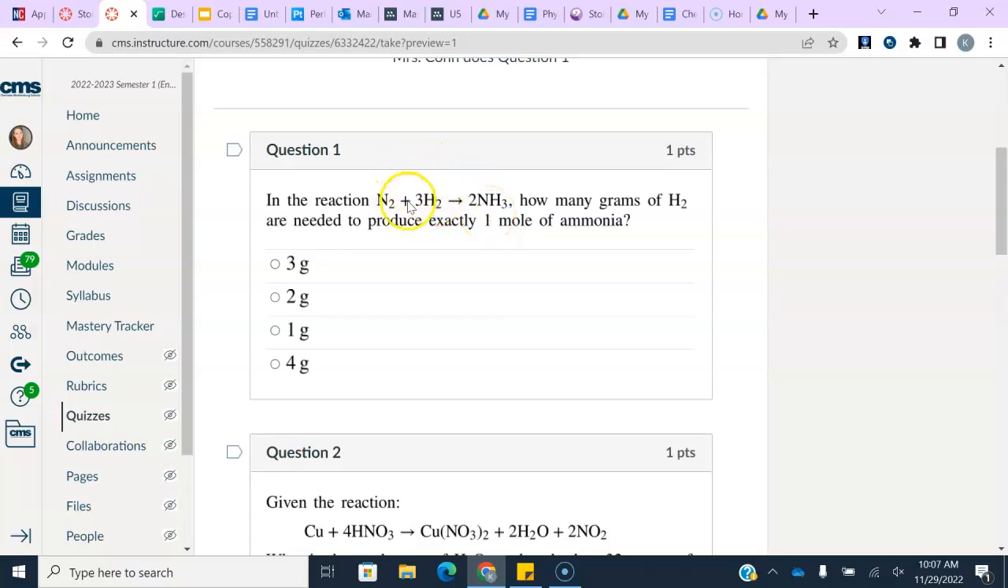In this case, because the H2 is on the top, we're going to leave the 3 with the H2 and the 2 with the NH3. So whatever the coefficients are, it doesn't matter if the compound's in the numerator or the denominator, whatever number is the coefficient stays with that compound. So the 3 is going to stay with the H2 and the 2 will stay with the NH3.